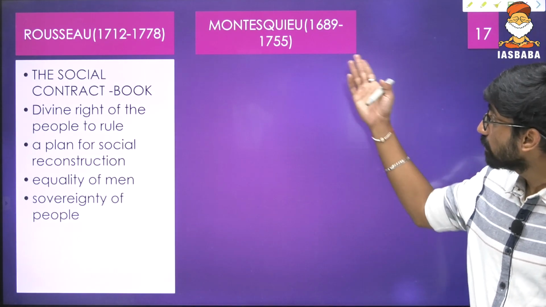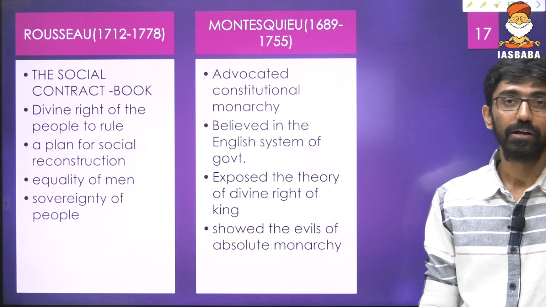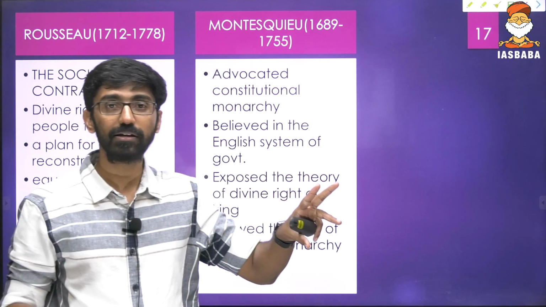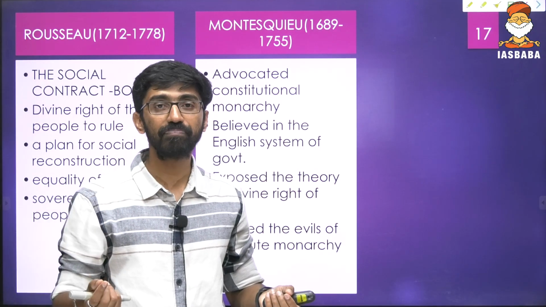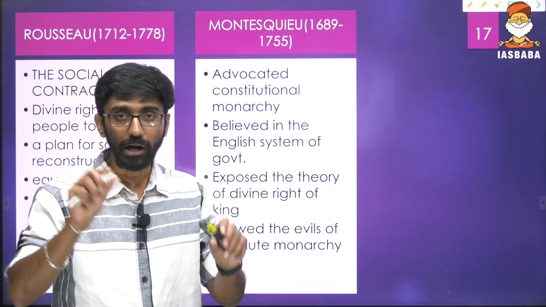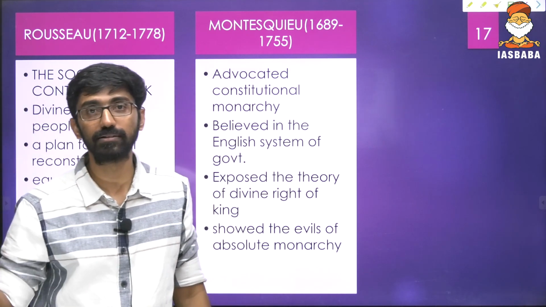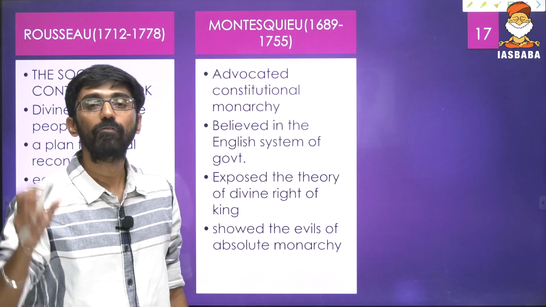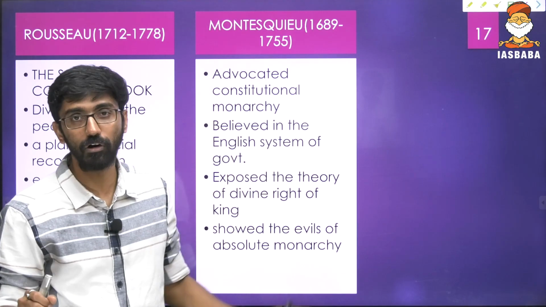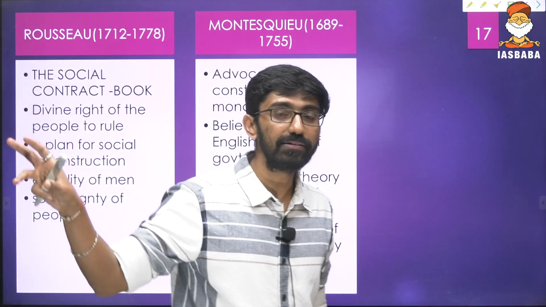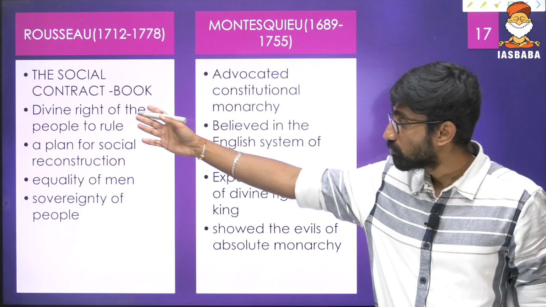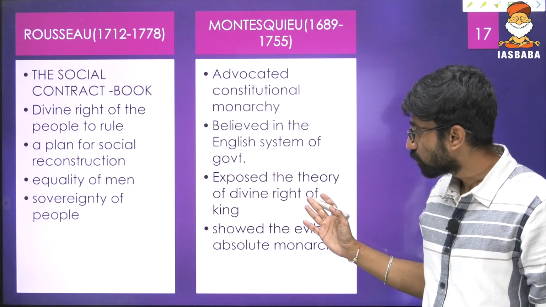Now Montesquieu, he died way back in 1755. He advocated for constitutional monarchy. They were not against monarchy per se, but rather against despotic monarchy. They wanted that monarchy to be controlled by a constitution. There should be a rule of law. The constitution should guide the actions of kings. That is called constitutional monarchy, which was prevailing in Britain. He believed in the British system of government. Even though Britain had kings and queens, they were guided by the constitution. And he exposed the divine right of kings. Rousseau talks about the divine right of people; he is also against the divine right of kings.